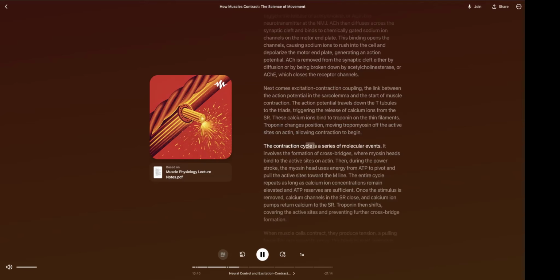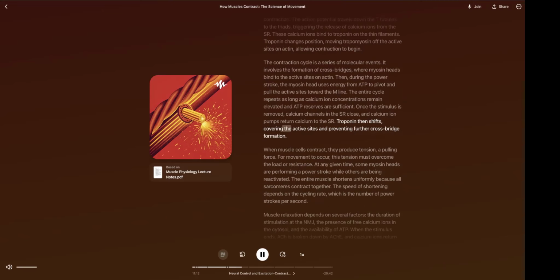The contraction cycle is a series of molecular events. It involves the formation of cross bridges, where myosin heads bind to the active sites on actin. Then, during the power stroke, the myosin head uses energy from ATP to pivot and pull the active sites toward the M line. The entire cycle repeats as long as calcium ion concentrations remain elevated and ATP reserves are sufficient. Once the stimulus is removed, calcium channels in the SR close, and calcium ion pumps return calcium to the SR. Troponin then shifts, covering the active sites and preventing further cross-bridge formation.